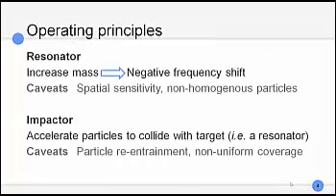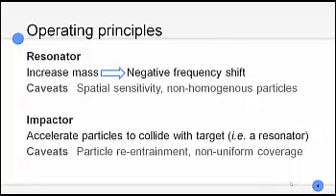Now I'm just going to touch on the operating principles again. We obviously just saw these, but in a really broad sense, the resonators act as the mass sensor, and the idea is that if we increase mass, so if we're just adding particles to its surface, we should see a negative frequency shift. There are a couple of caveats I'm not going to go into right now, just from a time aspect. But then for the impactor, we saw how you use a nozzle to accelerate particles to collide with your target, so in my case, a resonator.